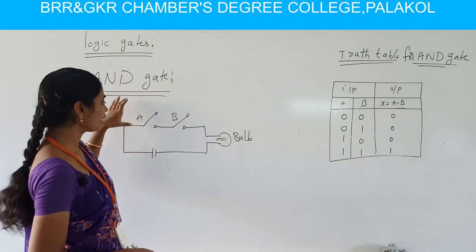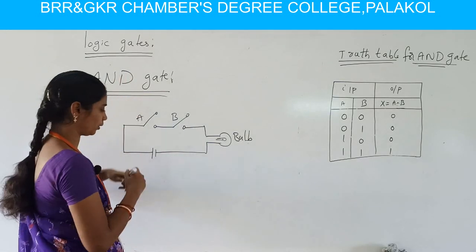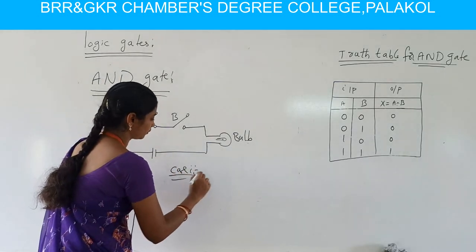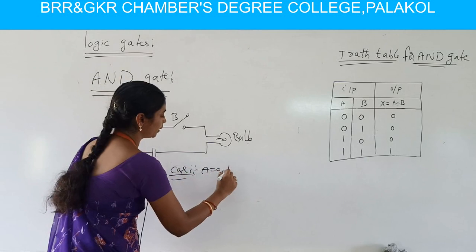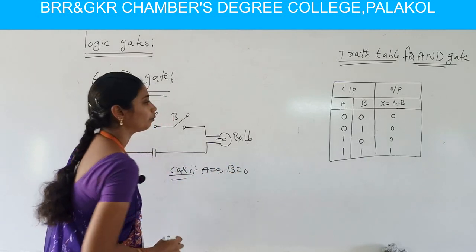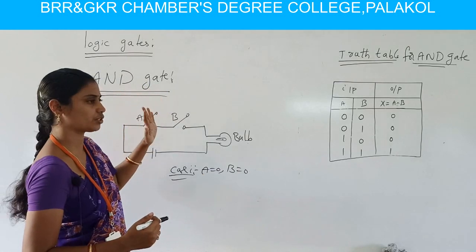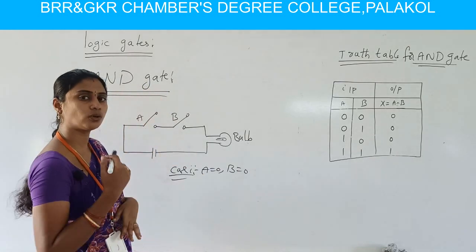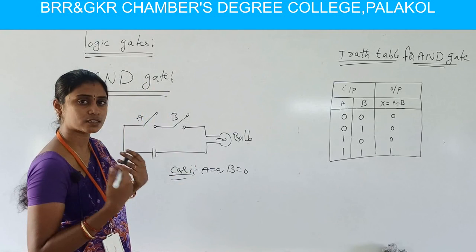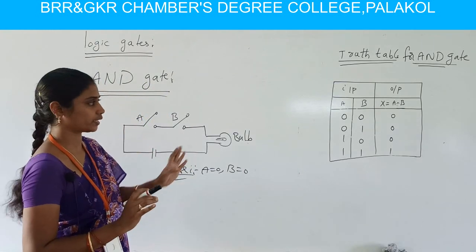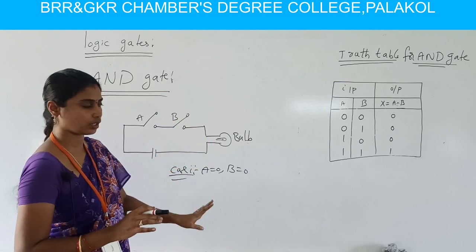Here we consider A 0, B 0 in case 1. A variable is 0, B variable is 0. It means both the switches are open. Here A switch is open and B switch is open. Then automatically no current flows in the circuit. The bulb does not glow. It means it is in the off state. The result is 0 dot 0 equals 0.